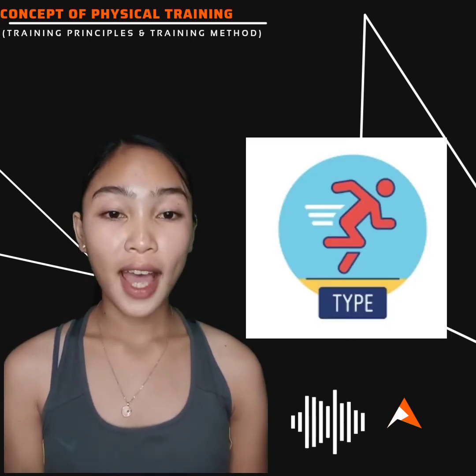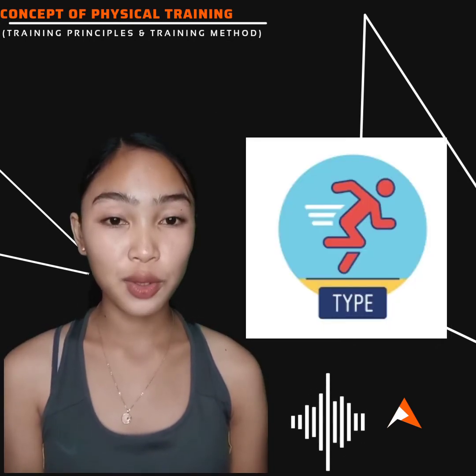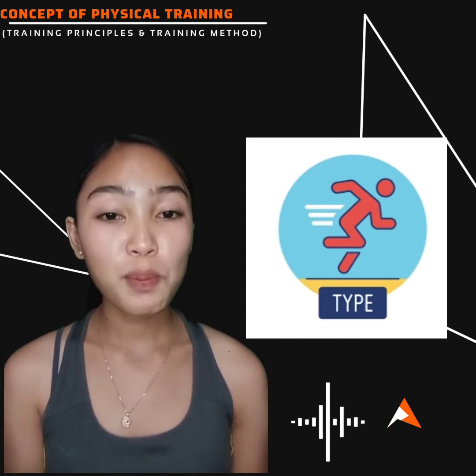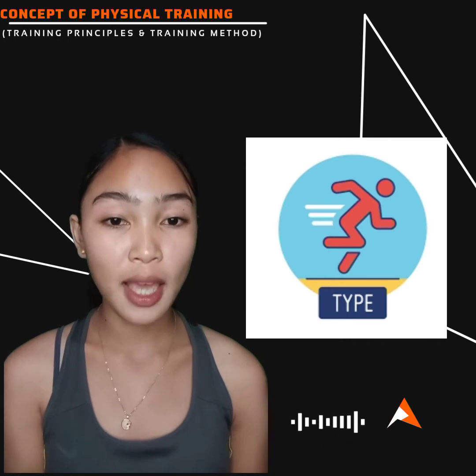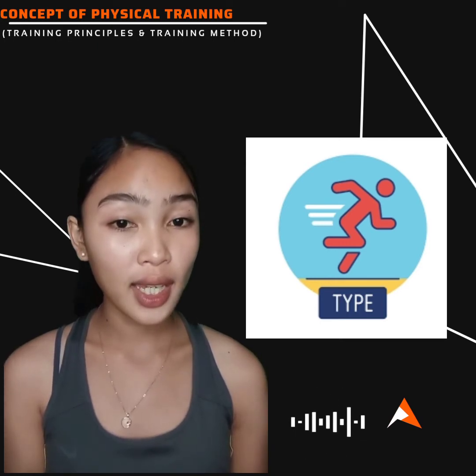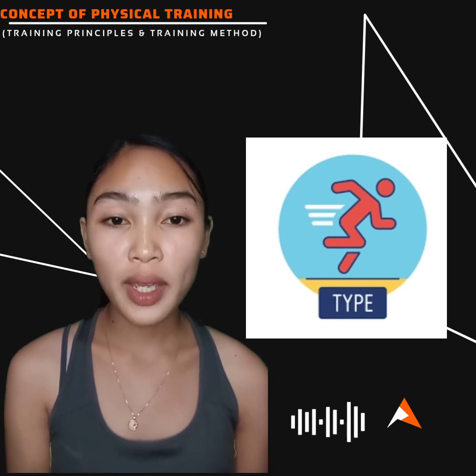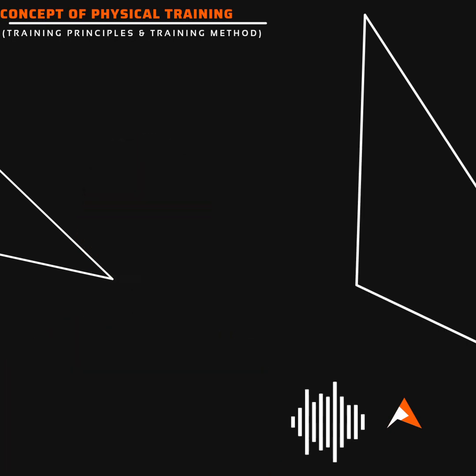Type. Decide which method of training to use. Cardio is any type of exercise that improves the cardiovascular system. This includes walking, cycling, swimming, dancing, aerobic routines, and others.